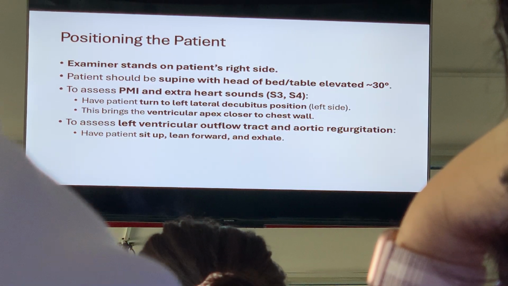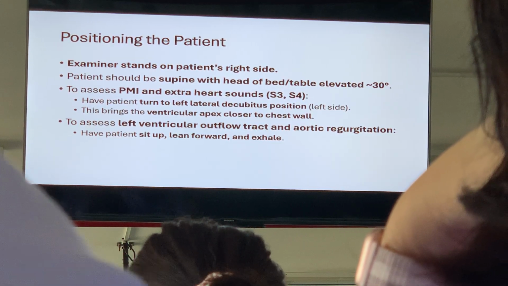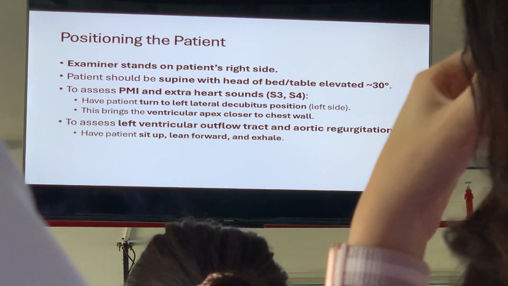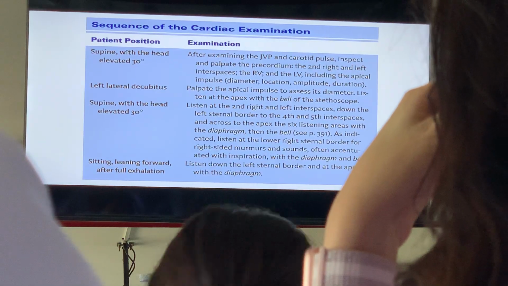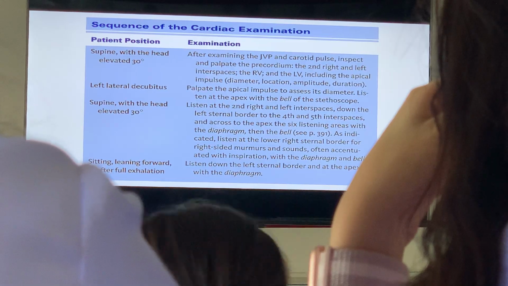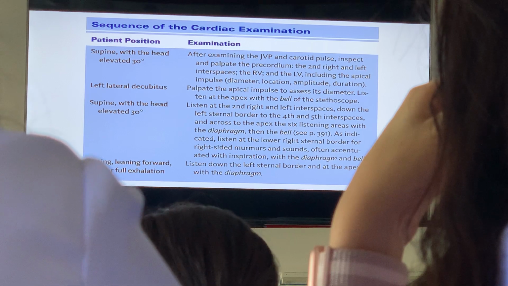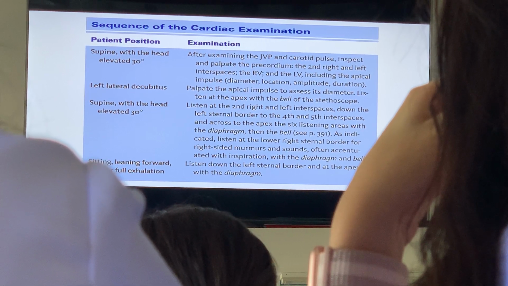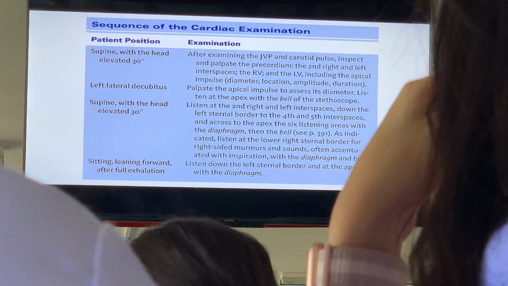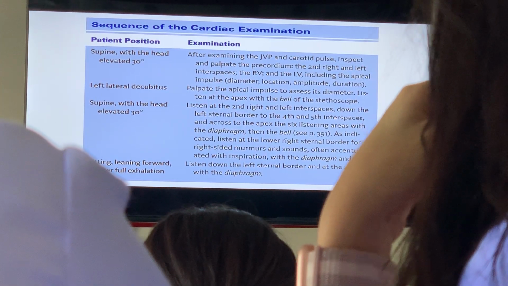So to assess left ventricular outflow obstruction and aortic regurgitation, you have to ask the patient to sit up, lean forward, and exhale. That's a maneuver that can actually improve your assessment of your heart sounds. So this is just the sequence of cardiac examination. I won't be going through each step. I gave you the slide, so you can just read it on your own. But safe to say, you have to start with the patient supine, with the head slightly elevated at 30 degrees. Then you have the patient turn to the left lateral decubitus. Then you can do the supine again with the head elevated or sitting forward.